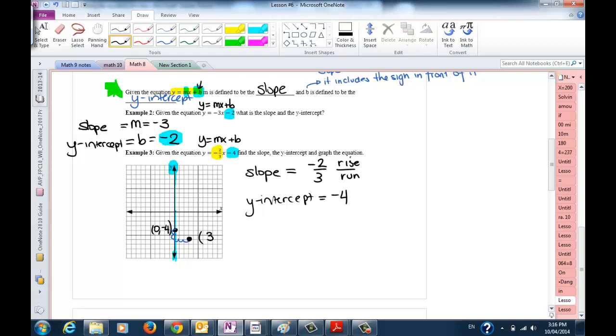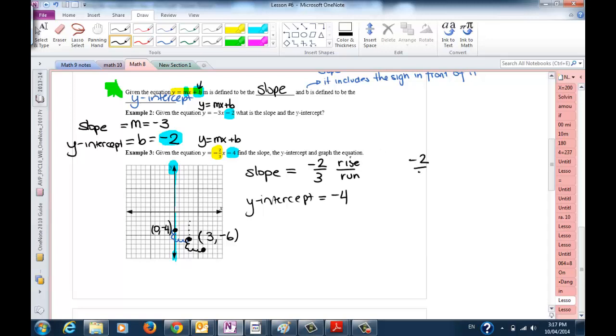3, so notice it's gone 1, 2, 3, 1, 2, 3, 4, 5, 6. -6, and that's our new point. For our line, ideally we would like to have 3 points, so I might do it again. So I'm going to go down 2, 1, 2, and over 1, 2, 3. And I have another point there.